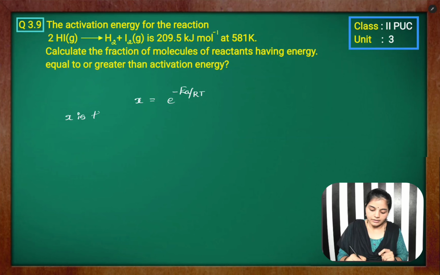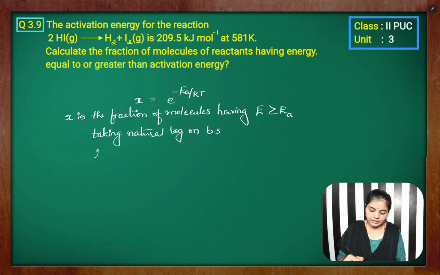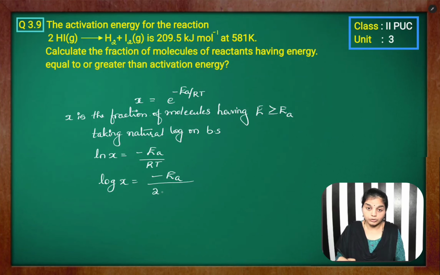I'll write X is the fraction of molecules having energy greater than or equal to activation energy. To find the value of X, I need to simplify it. So I'll take natural log on both sides. I can write ln X is equal to minus EA divided by RT. I'll convert this into logarithm. So I can write log x is equal to minus EA divided by 2.303 RT. So I'm substituting the activation energy, they have given it as 209.5 kilojoules per mole.